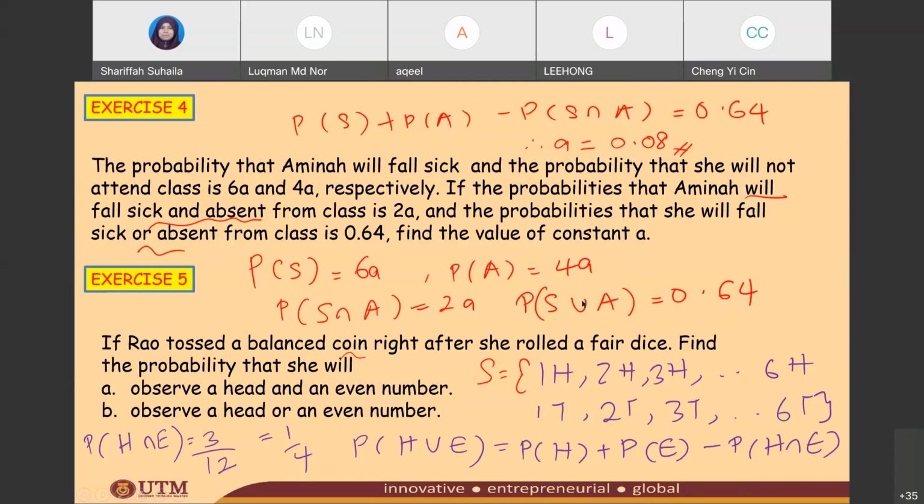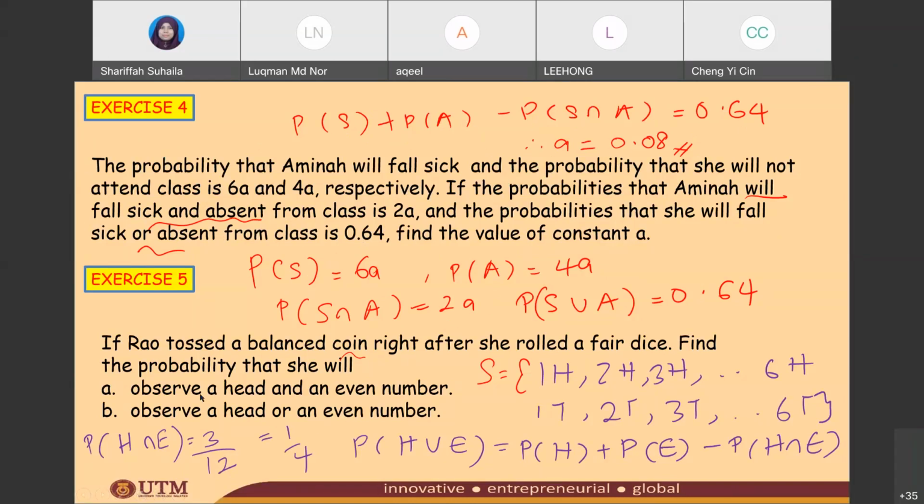But you know this one is S union A, your additive rule of probability. So probability of S plus probability of A minus the intersection. Okay, so you get 0.64. Substitute probability of S as 6A, and for the intersection, minus 2A. So 10A minus 2A, so you have 8A equal to 0.64. Then you can solve for the value of A. So that one you apply the additive rule of probability.